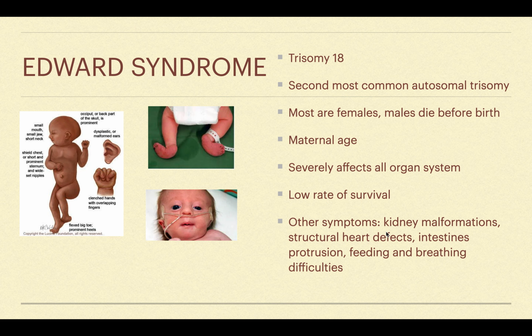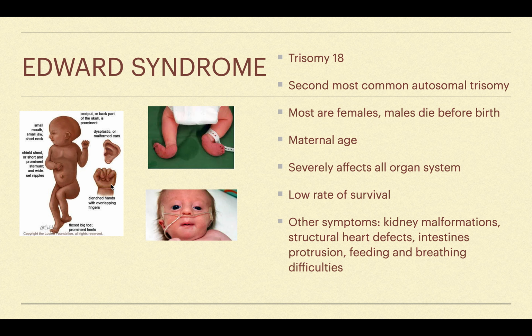Some of the complications would be kidney malformation, severe structural heart defects, intestinal protrusions, and feeding and breathing difficulties. As you can see, they have a very small jaw, a small mouth, and a short neck. Unlike Down syndrome with a flat occiput, this has a prominent occiput. It has a shield chest, which means a very short and very prominent sternum with widely placed nipples. It has malformed ears, usually a little low slung. And it usually has clenched hands with overlapping fingers.